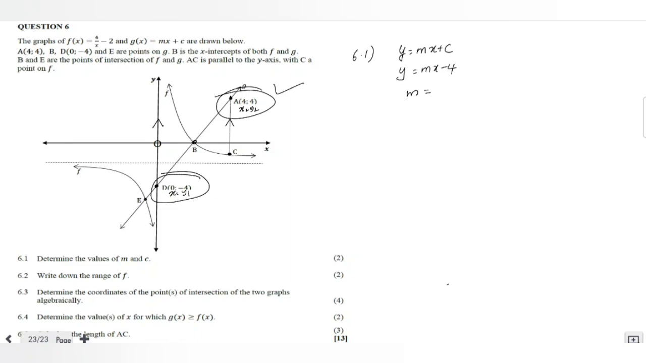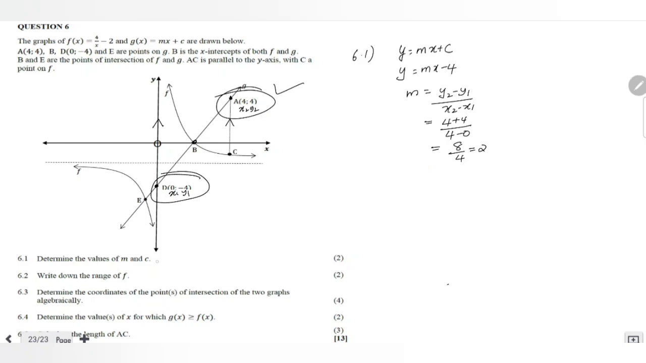You know the formula: m equals y2 minus y1 divided by x2 minus x1, which is going to be 4 minus minus 4, that is 4 plus 4, divided by 4 minus 0. Is it clear? So it's going to be 8 over 4. The answer is 2. Yes, because this line is an increasing line, so the gradient must be positive. Is it clear? So we got it.